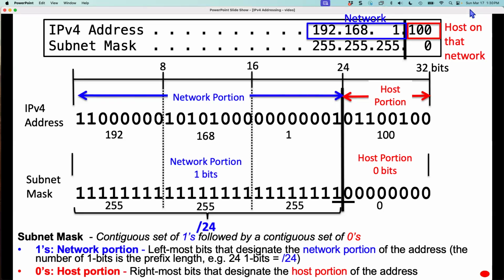Now, in case you're wondering, the subnet masks I'm going to be showing you in this presentation will end on what we call a natural octet boundary, here, here, or here. They do not have to be that way. We'll see that also in a moment, but let's continue for now.